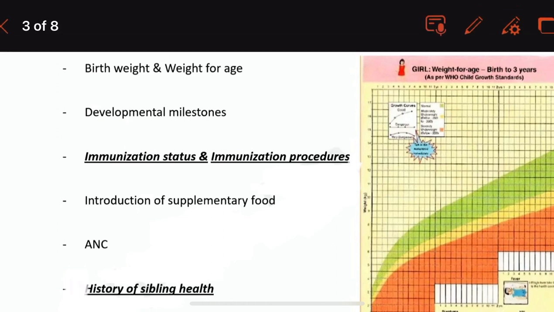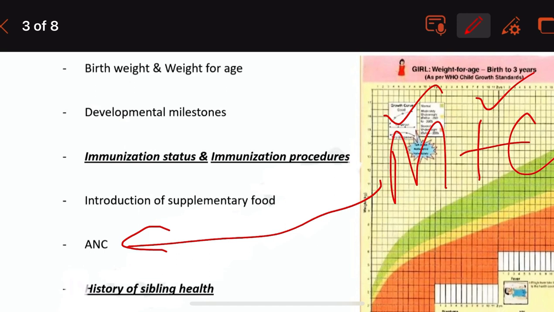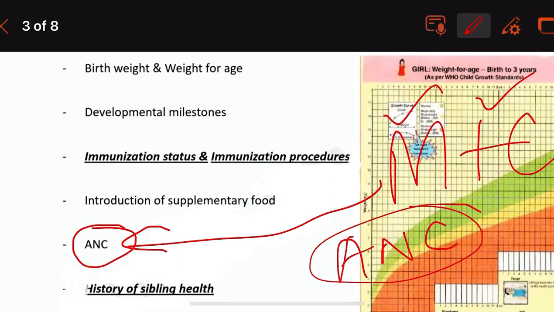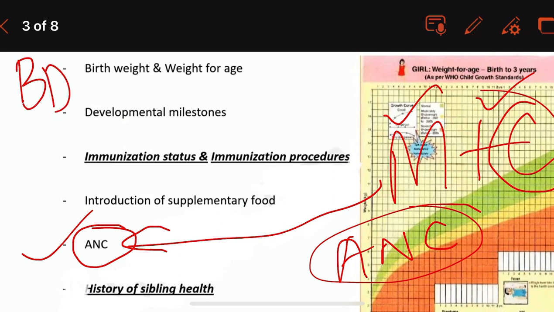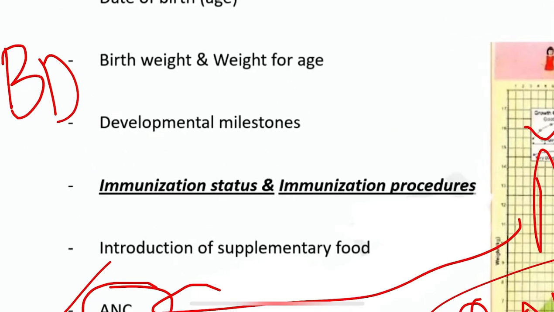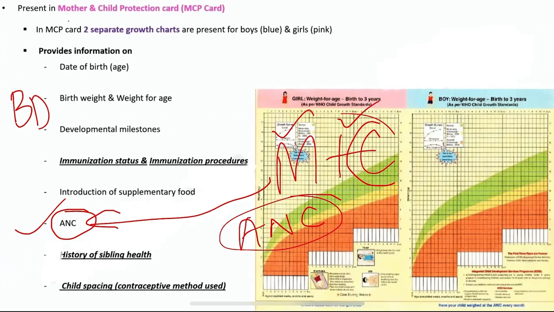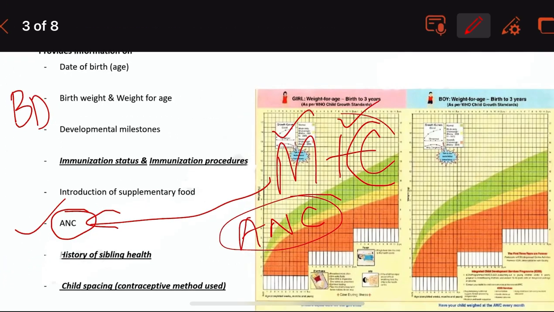So we know that it is a joint MCP, mother and child. With regards to the mother, you can see the ANC services, antenatal care, that has been provided to the mother will be recorded. And with regards to the child, in the first point, we have the birth date, or the age. Second, we record the baby's weight and the weight for age.